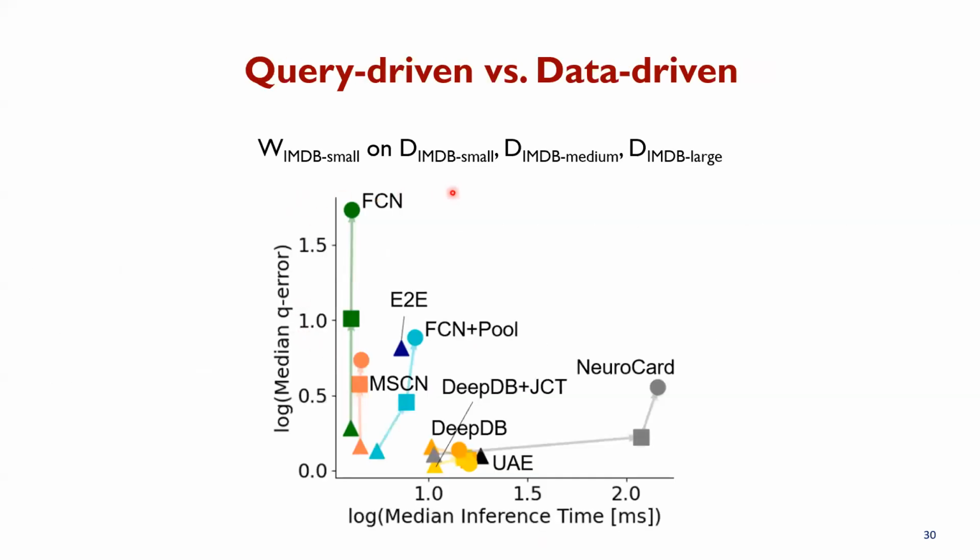And here are some key results. We use a small workload on 3 training databases. The triangle corresponds to the small database, square to the medium, and circle to the large. X-axis is the median inference time, and y-axis is the median error. And you can see that data-driven methods here have smaller error than the query-driven methods here, but they have large inference time.